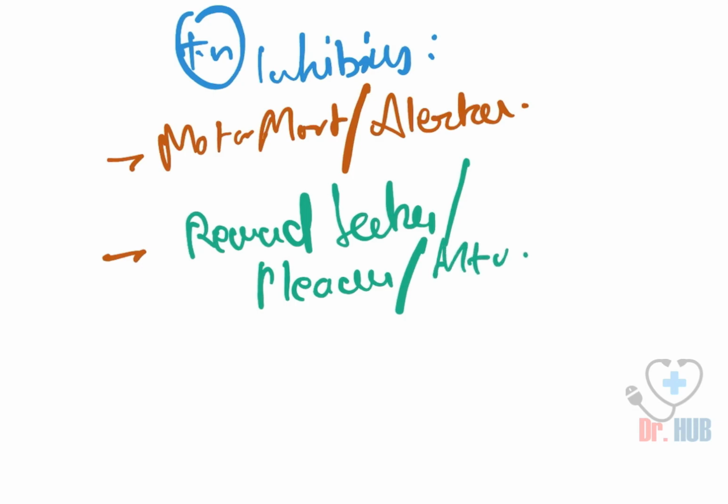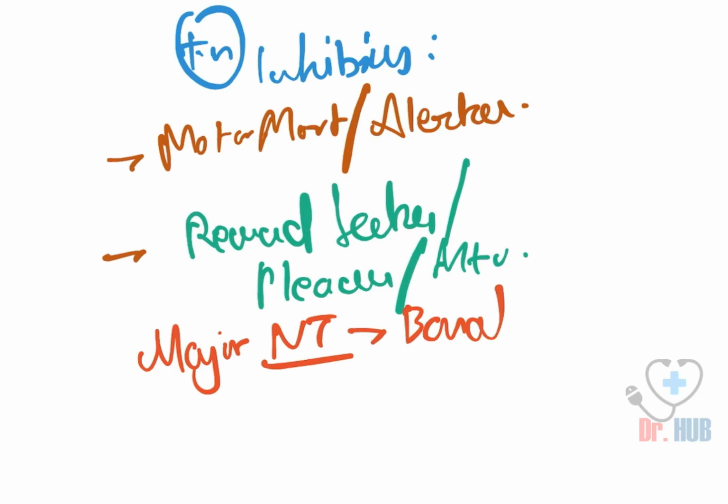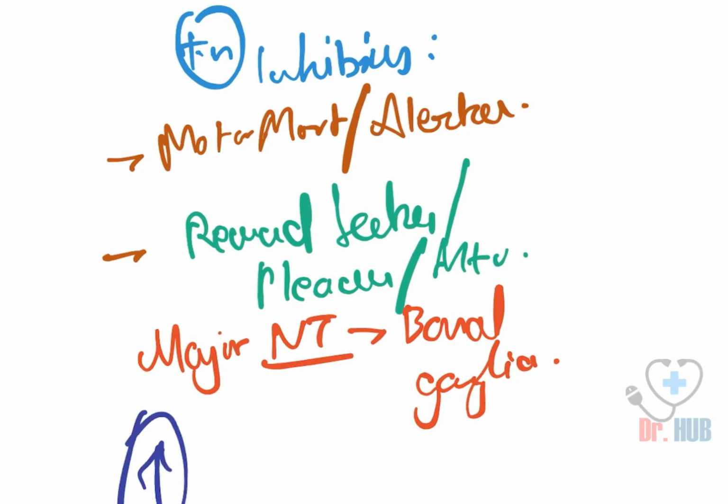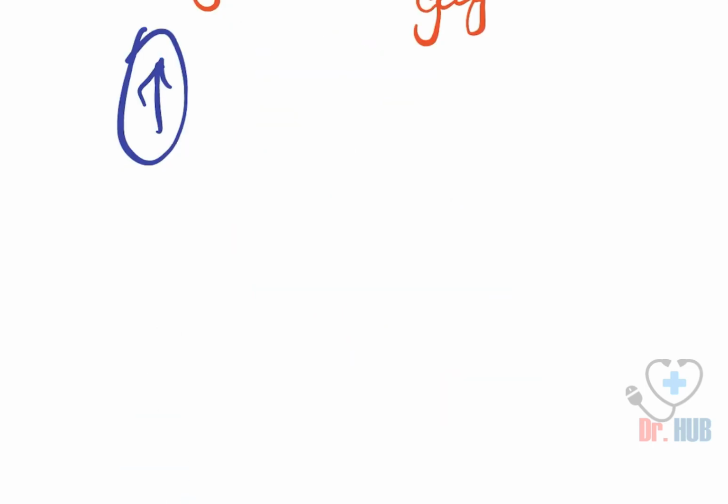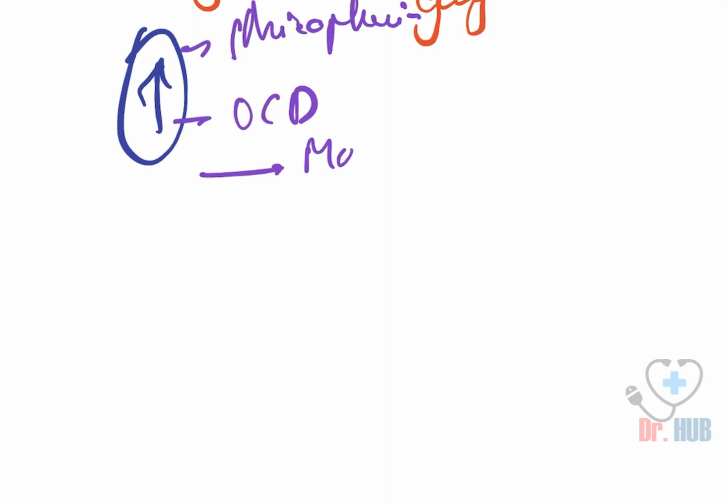It is the major neurotransmitter present in the basal ganglia. So where is dopamine increased? The increase in dopamine is seen in schizophrenia. It is also seen in OCD as well as in mania and delirium.